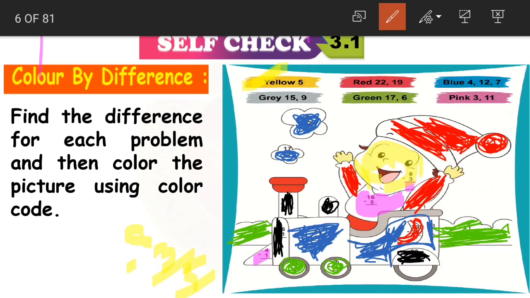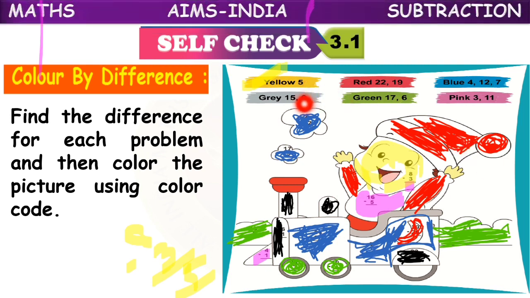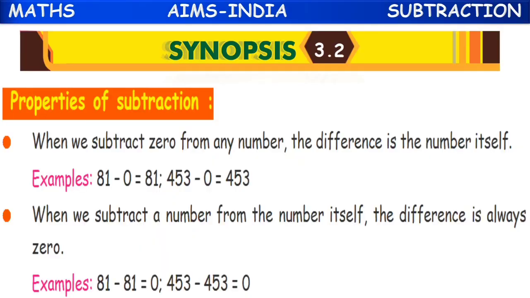Yes children, clear? What did we do here? First we did the subtraction and then we looked for the number color which has that number. Yes, here we got 5. Yellow color has 5. So we colored that part with the color 5. Clear children? This was a little fun exercise for us.